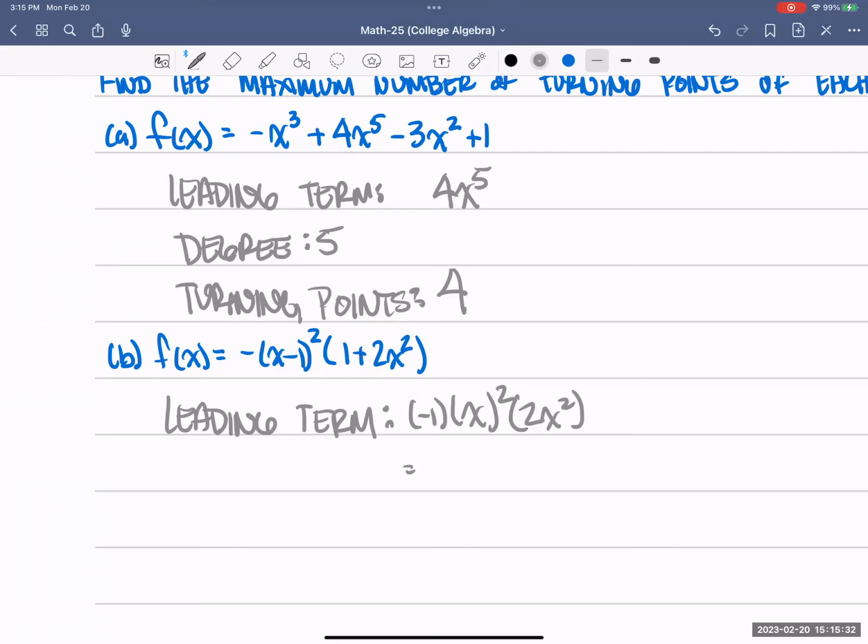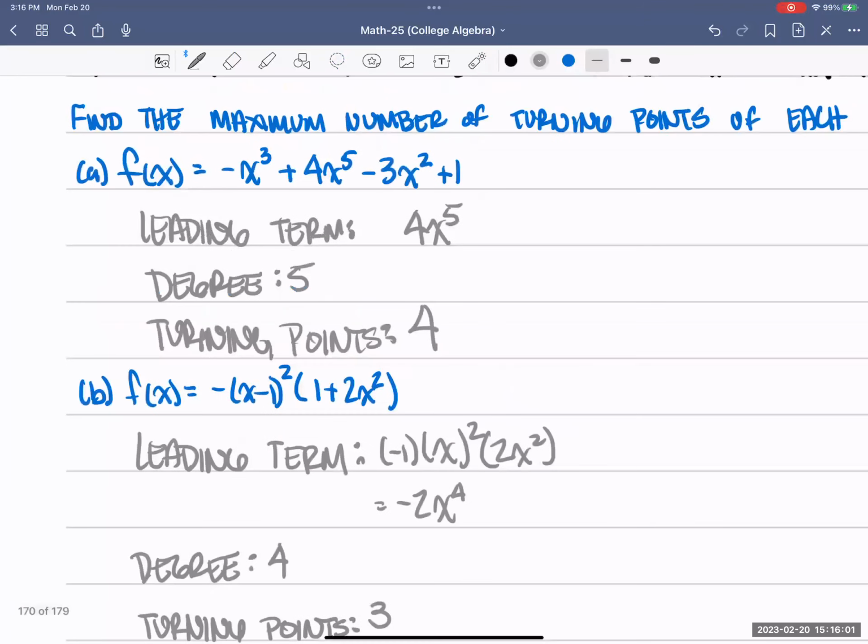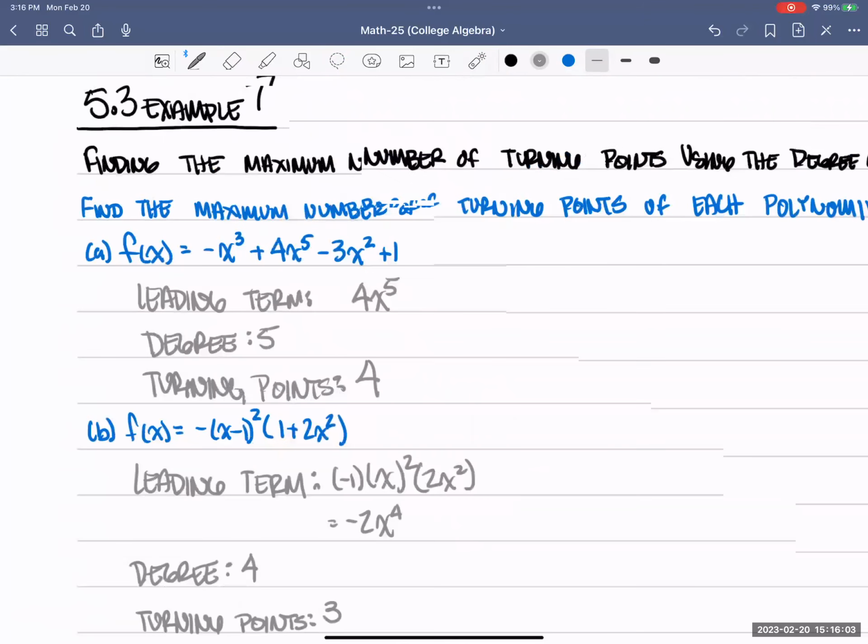So that's going to be -2x to the power 4. So that tells us that it's degree 4 and max amount of turning points is going to be 1 less than that, so 3. And there we go. That's the max amount of turning points for each of those functions.